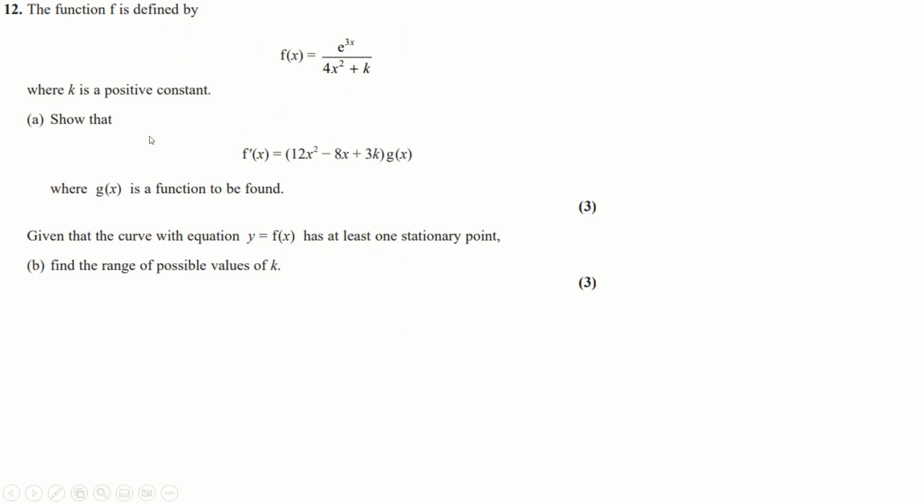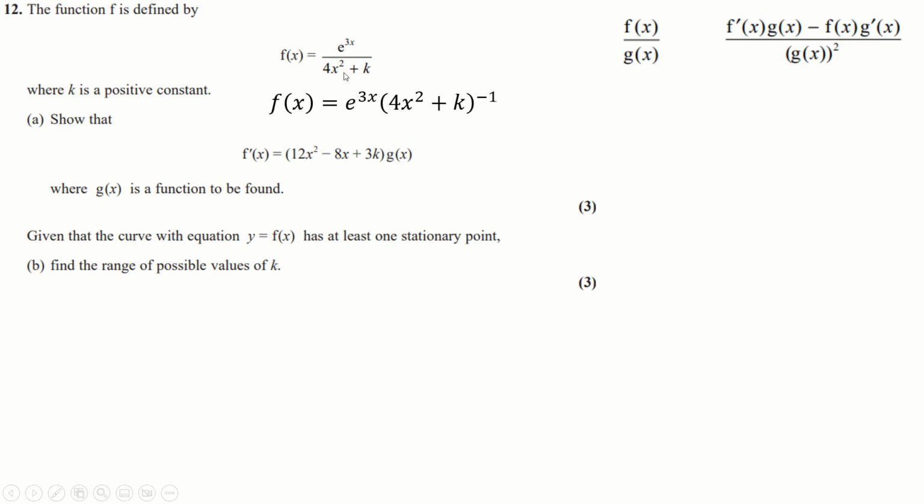The function is defined like this. Quotient rule is in the formula book. You can use it if you want to. It's useful for me that it's in the formula book because I never ever use quotient rule. I don't understand why anyone does. You can just write this as this to the power minus 1, and you can just use product rule.